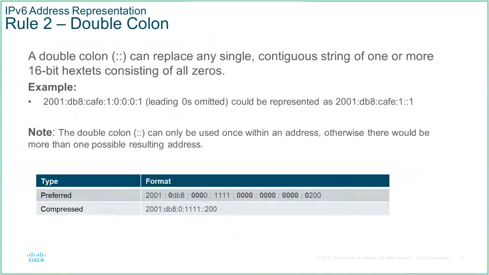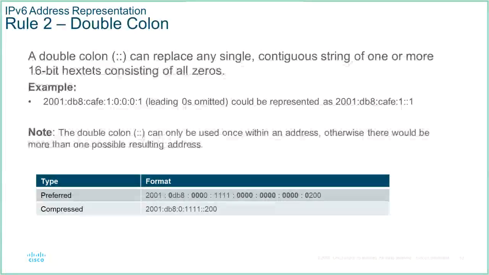We can replace a series of zeros by using a double colon. We can only do this once within a sequence, and basically when you have a large number of zeros grouped together, you can represent those as just a single double colon, because we can always recalculate back to the full number by putting the zeros back in.